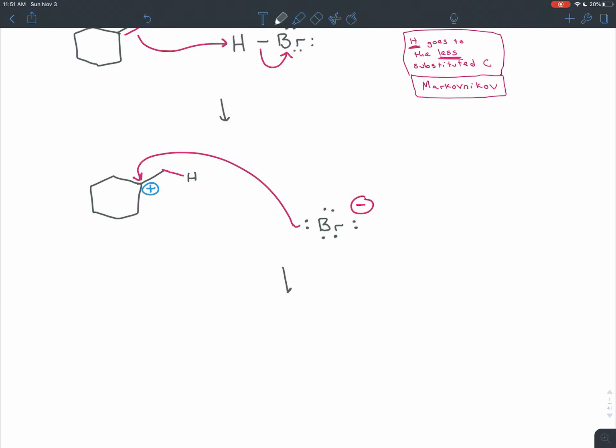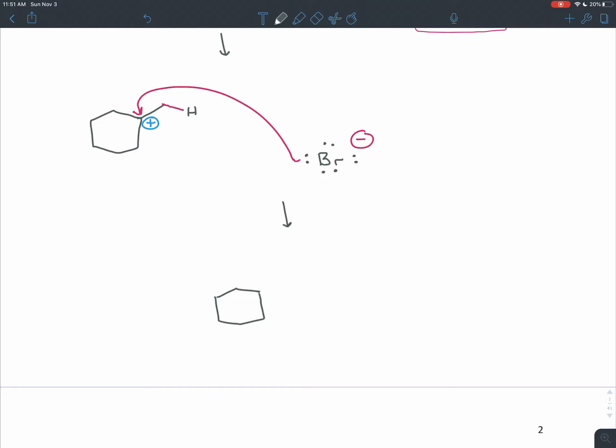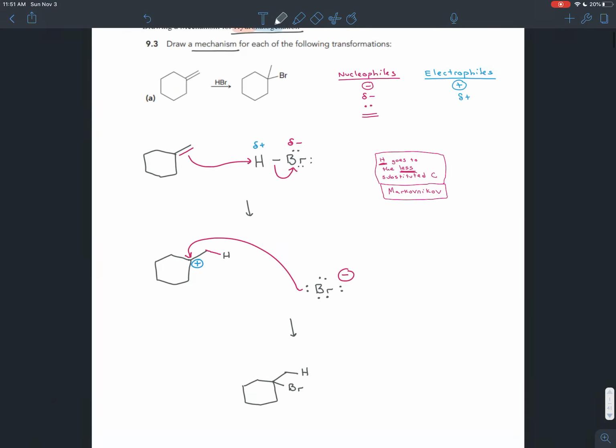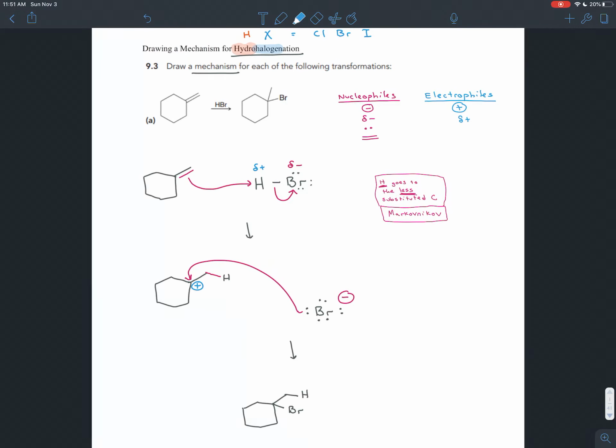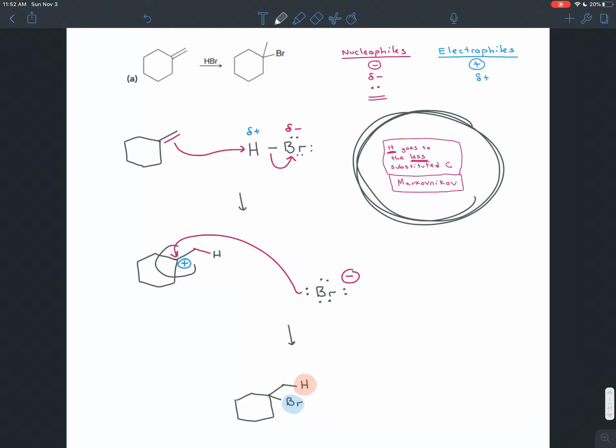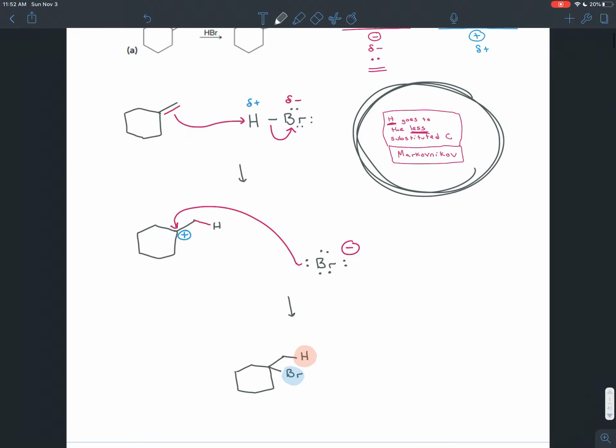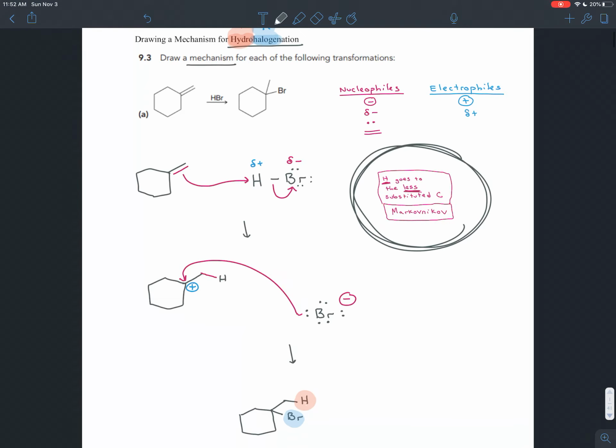And the product that you get after that is that. Okay, so notice the overall thing. We added, as we said at the very beginning, a hydrogen and a halogen. So this is hydrohalogenation. If you're comparing the overall change in the molecule, a double bond turns into a single bond. And the hydrogen goes on the less substituted carbon in hydrohalogenation because this is Markovnikov addition. You're forming the most stable carbocation. That means the carbocation has to be on the more substituted position, so the hydrogen has to go to the less substituted position. And otherwise, this is the complete mechanism for this hydrohalogenation.